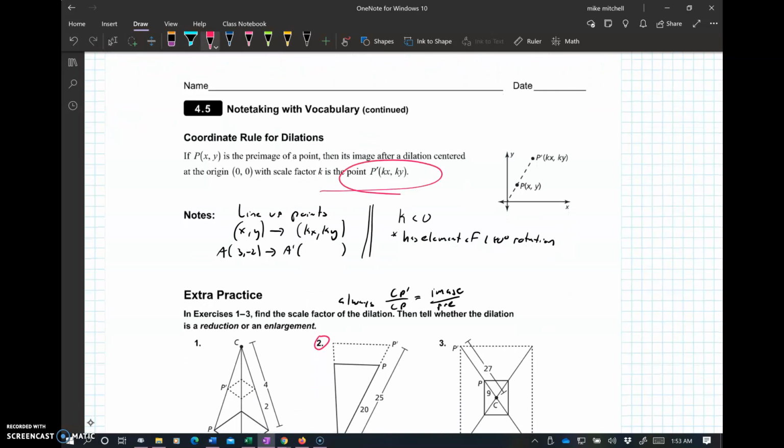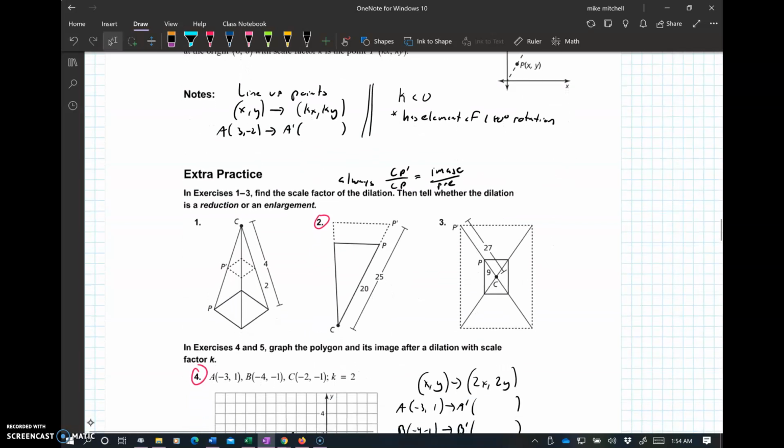This is the rule we've been using on IXL. Again, I like to line up the points, though you can do most of this mentally. You are going to have to line up some information on the final test project. Okay, so let's go through some problems here.